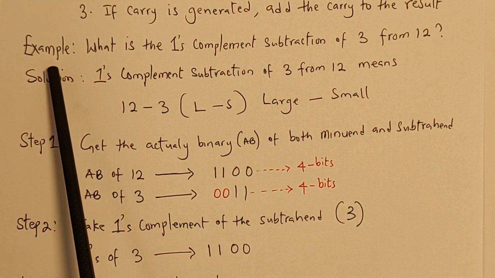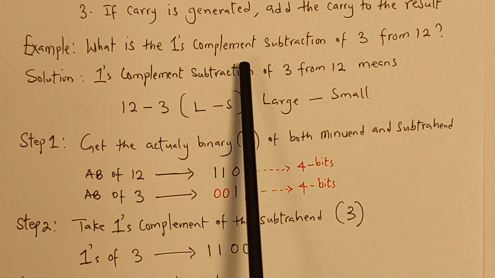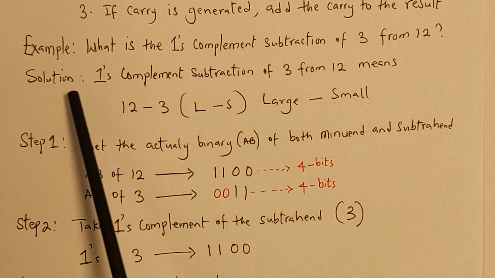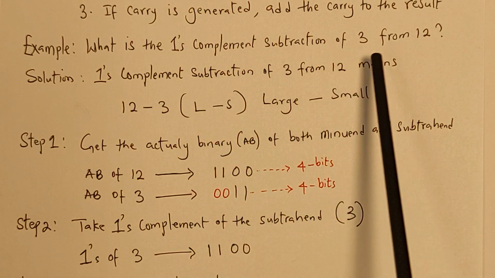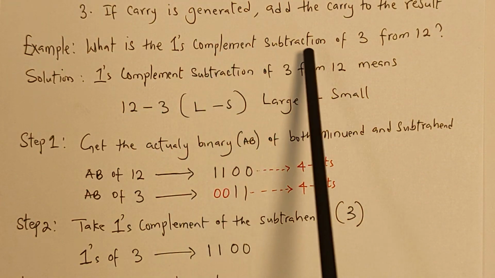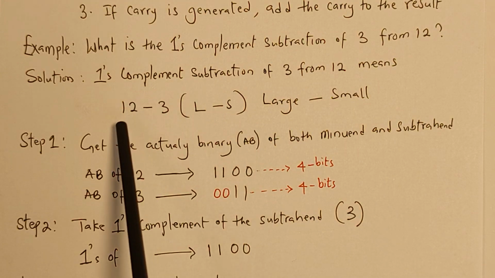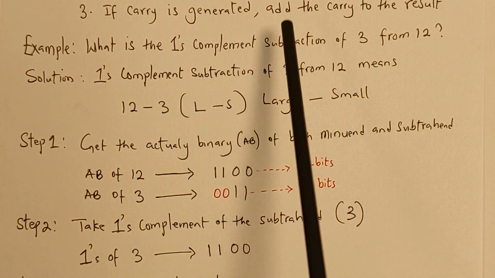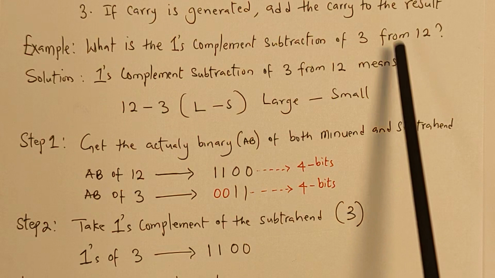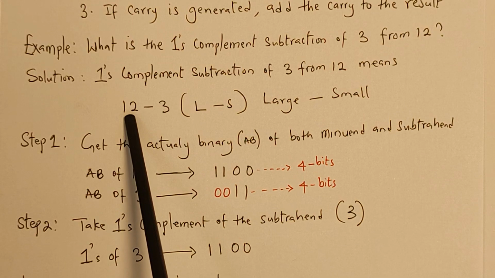Alright, so let's go with the first example. It says, what is 1's complement subtraction of 3 from 12? Solution: 1's complement subtraction of 3 from 12 means 12 minus 3. You need to understand what this question is asking you to do. It means 12 minus 3. So 3 is the subtrahend and 12 is the minuend.